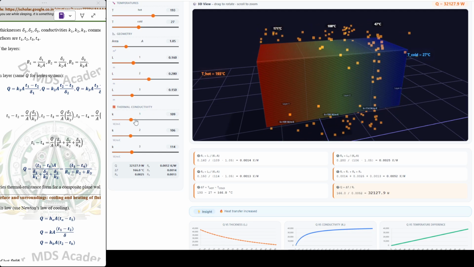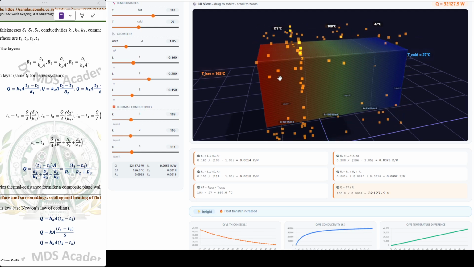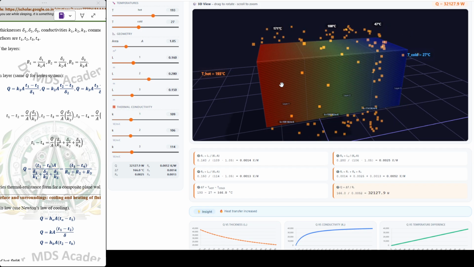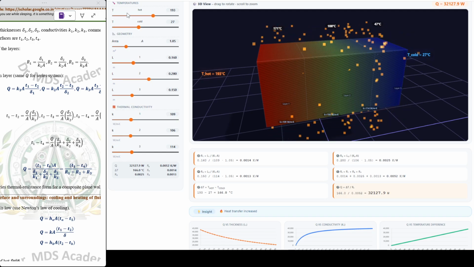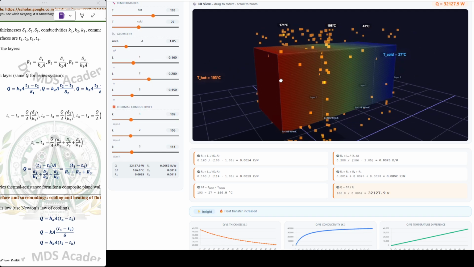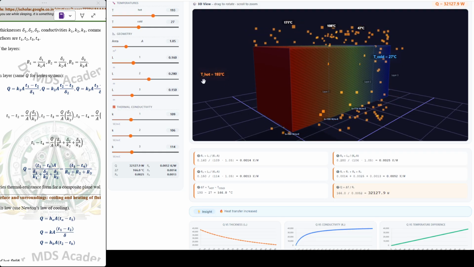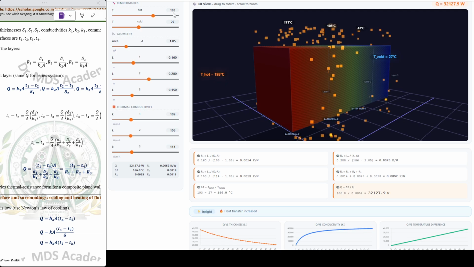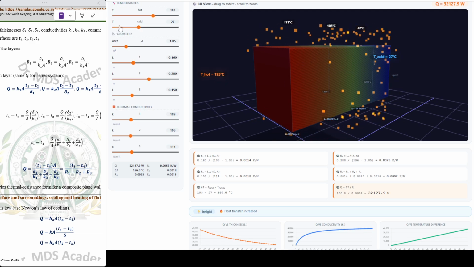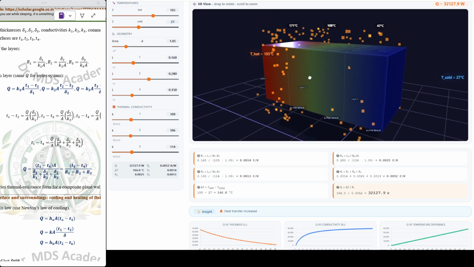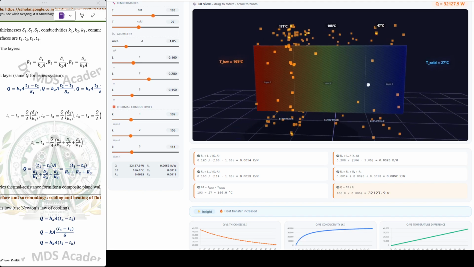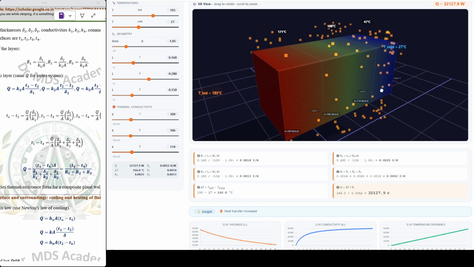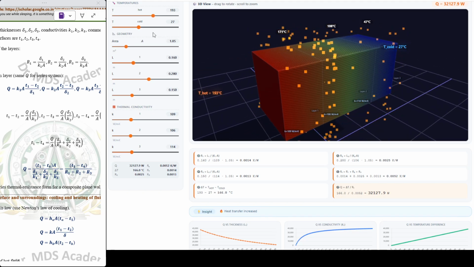Similarly, we have K1, K2, K3, the thermal conductivities for these sections. T hot is currently at 193 degrees Celsius, and the other end is kept at T cold temperature, which is currently 27 degrees Celsius.